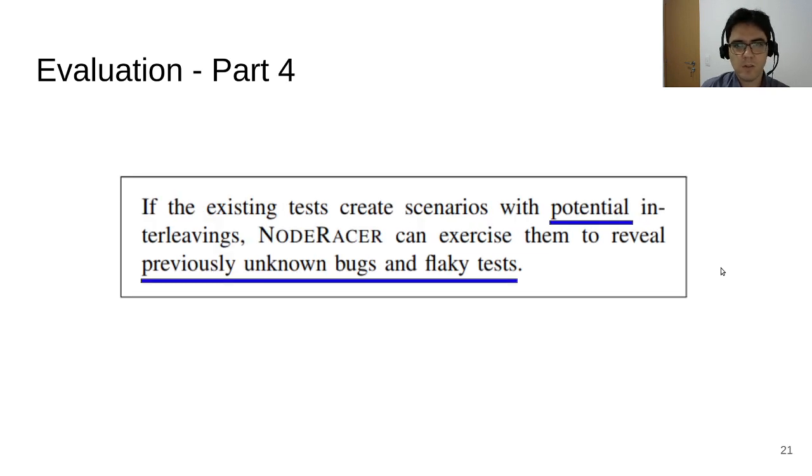Finally, research question 4 analyzes NodeRacer in the wild. So we ran NodeRacer with 159 tests that have some interleaving from 8 different open source projects. We found 3 unique bugs and 2 flaky tests. So if the existing tests create scenarios with potential interleavings, NodeRacer can exercise them to reveal previously unknown bugs and flaky tests.